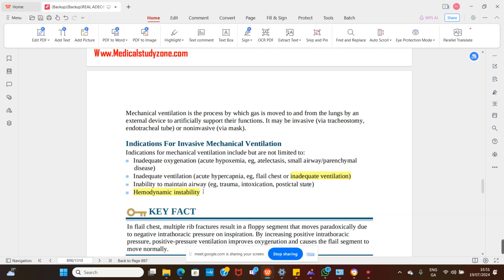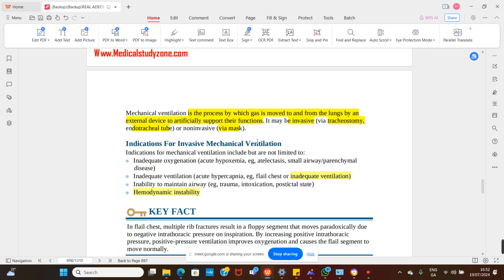Mechanical ventilation is the process by which gas is moved to and from the lungs by an external device to artificially support their function. It can be invasive, by putting a tube or a hole in the airway, like a tracheostomy or an endotracheal tube, or it can be non-invasive, using a mask connected to the mechanical ventilator. If you connect a tube to the ventilator, that is invasive. If you connect a mask, it is non-invasive. So an example of non-invasive is what?